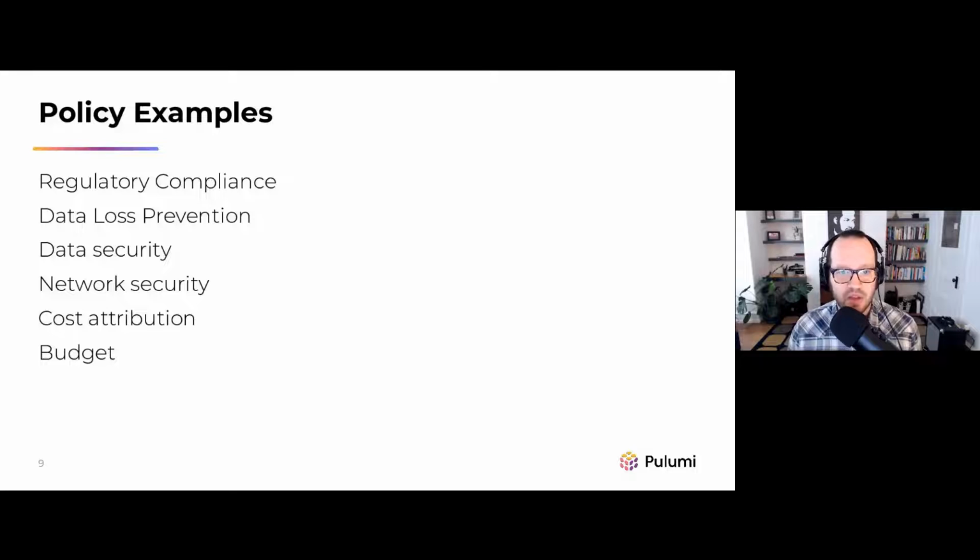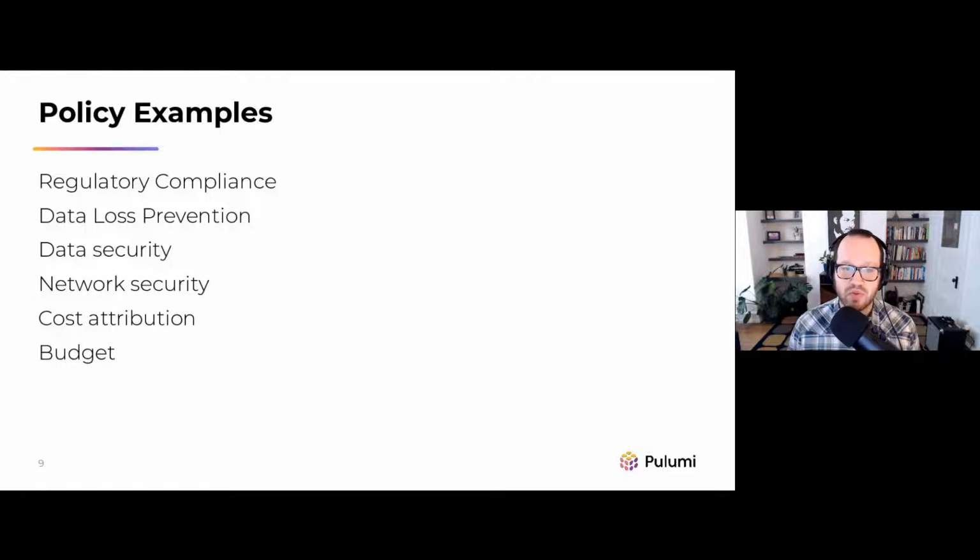So let's move along. Examples of policies that we might want to create. If we are in a regulated field, let's say that we are working in healthcare, we may want to ensure that our infrastructure is only using HIPAA compliant services. And so we might want to write a policy for that. We might want to have policies around data loss prevention. So you might want to have backups, ensure that backups are turned on for RDS instances in your production environment.